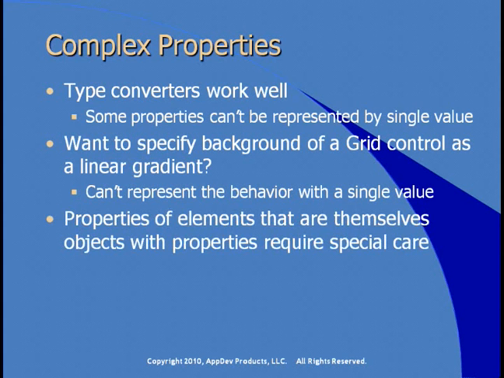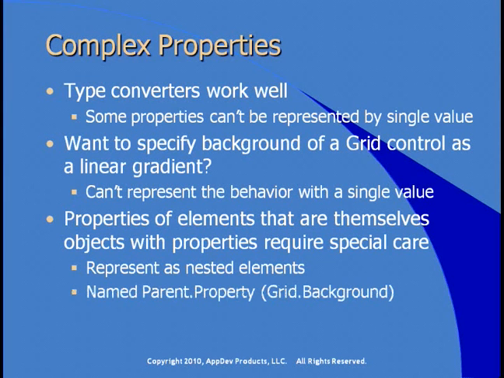Properties of elements that are themselves objects with properties, like the linear gradient, require some special care. We'll represent them as nested elements, and we'll name them parent.property, like grid.background. So rather than being attributes, these properties will be represented as elements instead. Let's examine some of the things we've been looking at in Visual Studio.